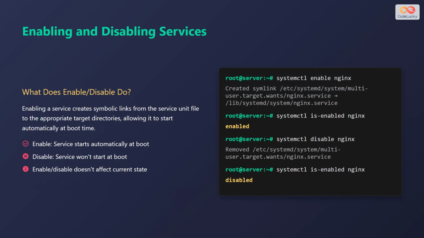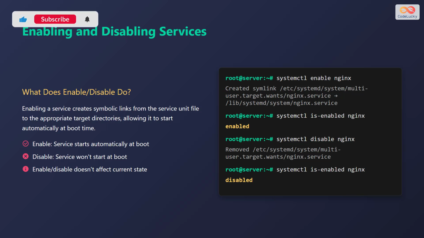Enabling a service in systemctl creates symbolic links from the service unit file to the appropriate target directories, which allows the service to start automatically at boot time. Disabling a service removes these symbolic links, preventing the service from starting automatically at boot. Enabling or disabling a service does not affect its current state. It only determines whether the service will start automatically the next time the system boots.